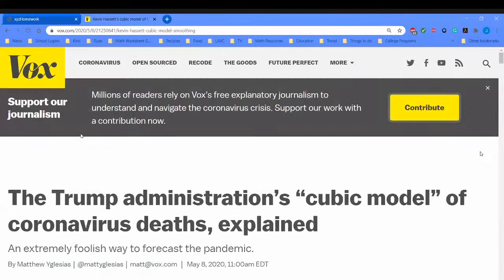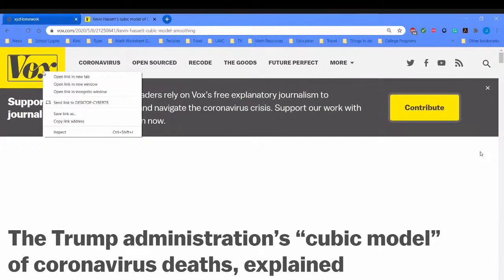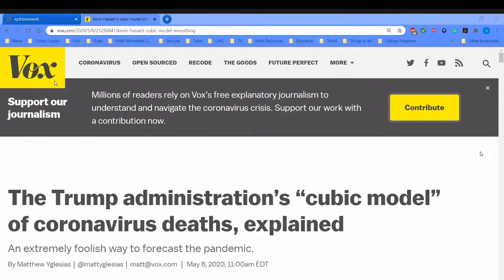Now, just to explain what Vox is, a lot of you guys are new to a lot of topics, right? That's why you're here in college. I'm here to learn things. I don't know a lot of things. Vox is an explainer site. It's not left leaning. It's not right leaning.